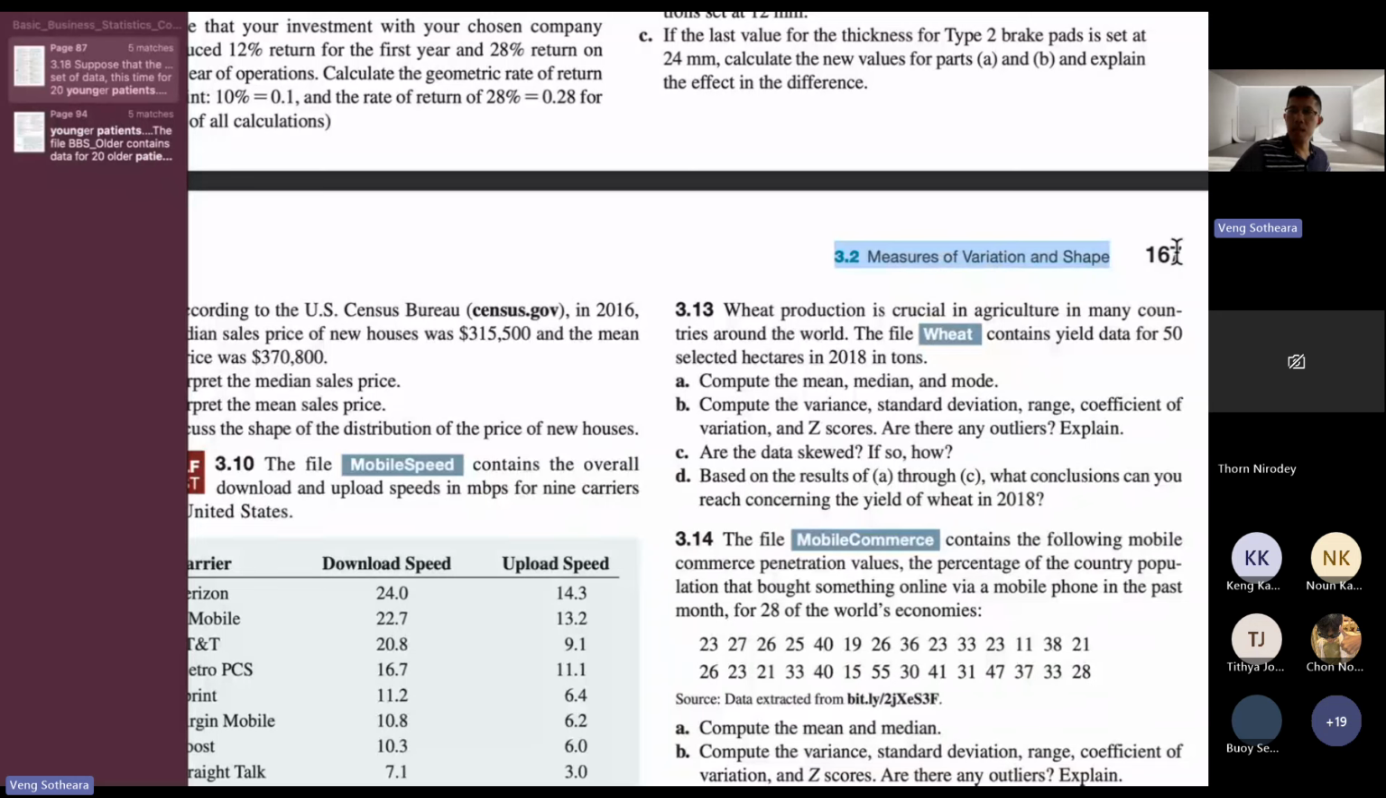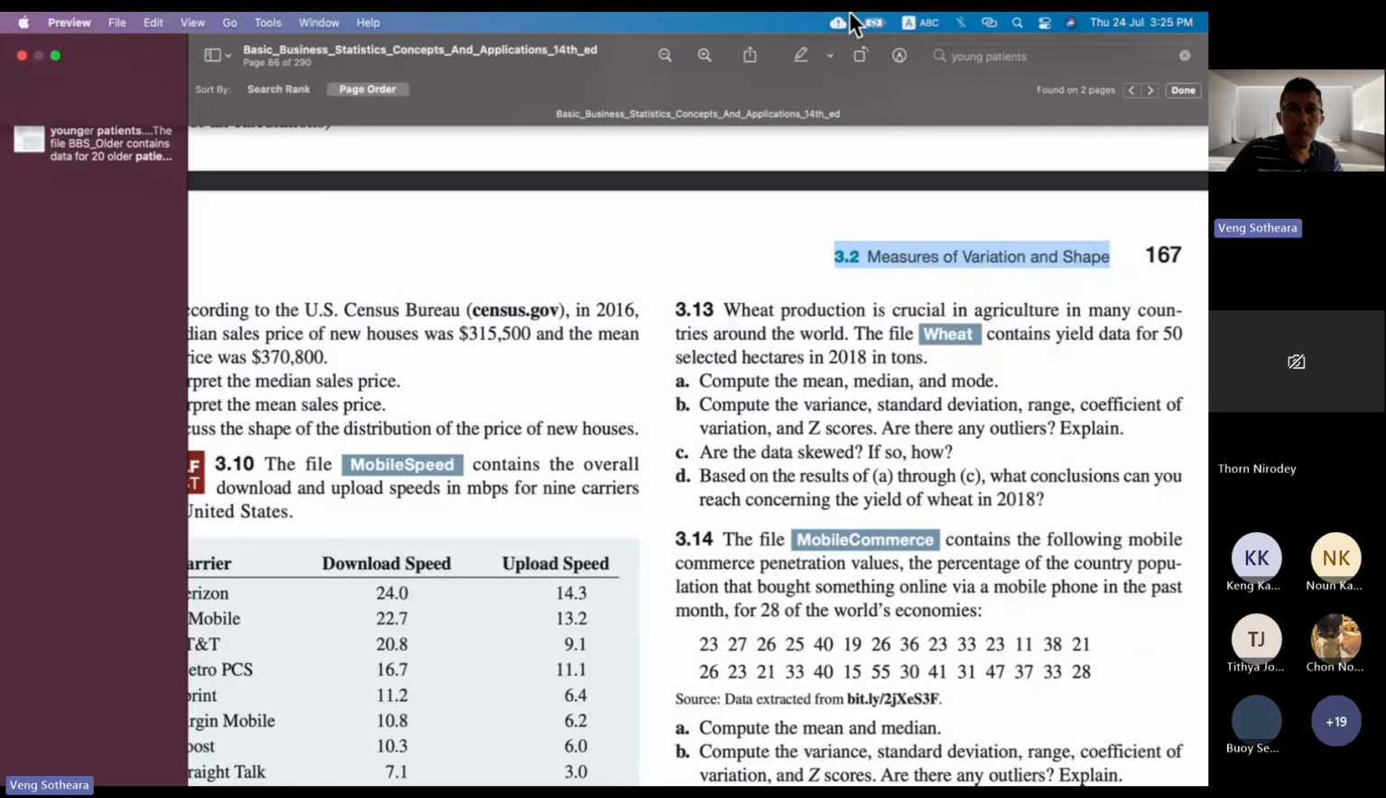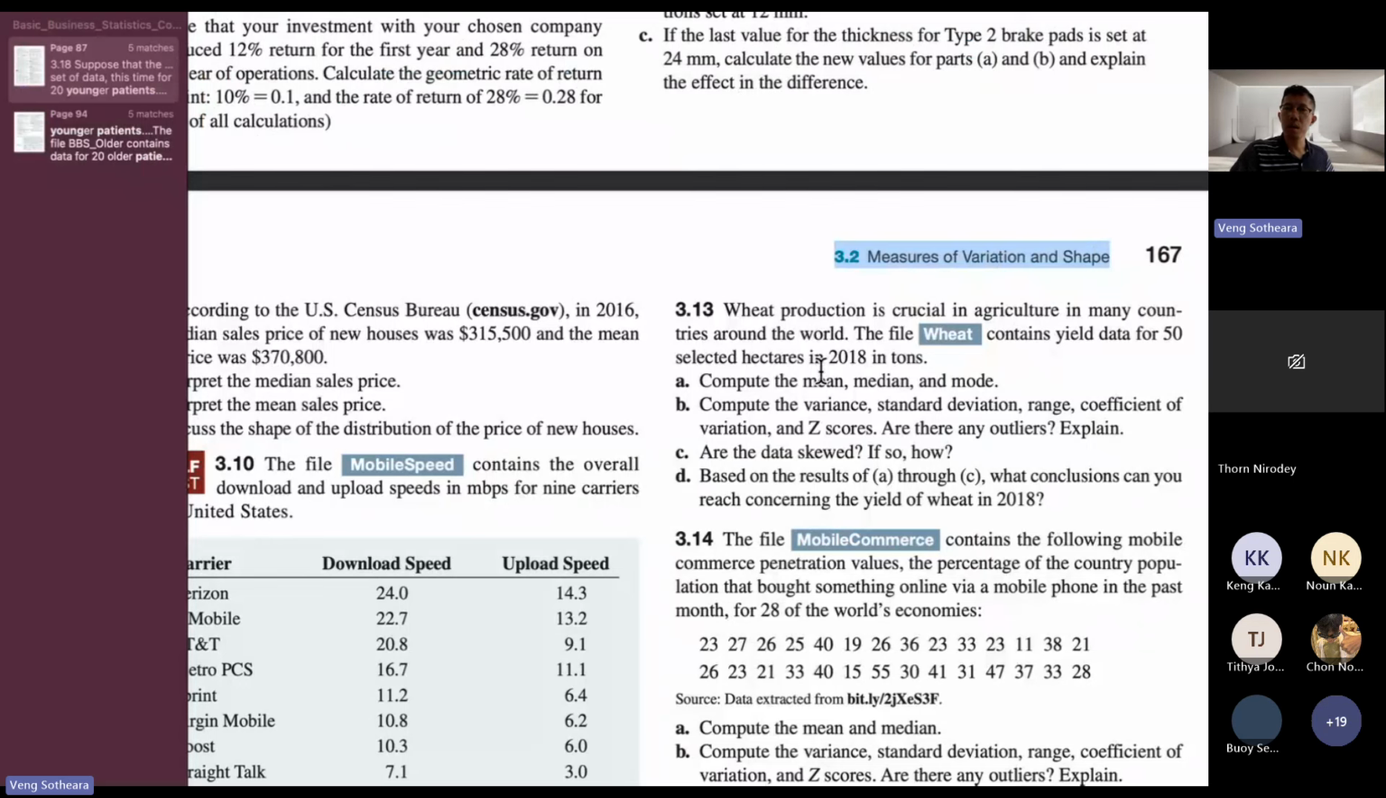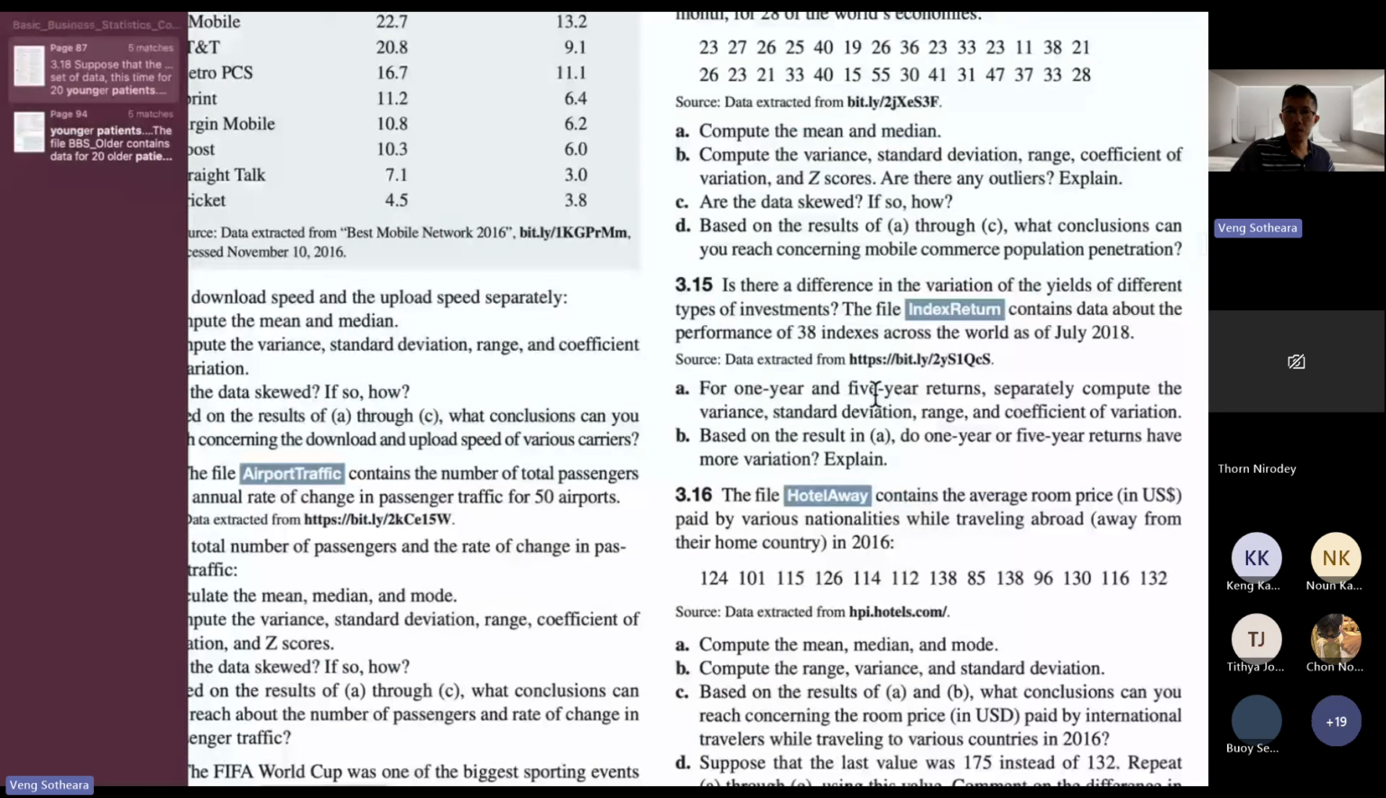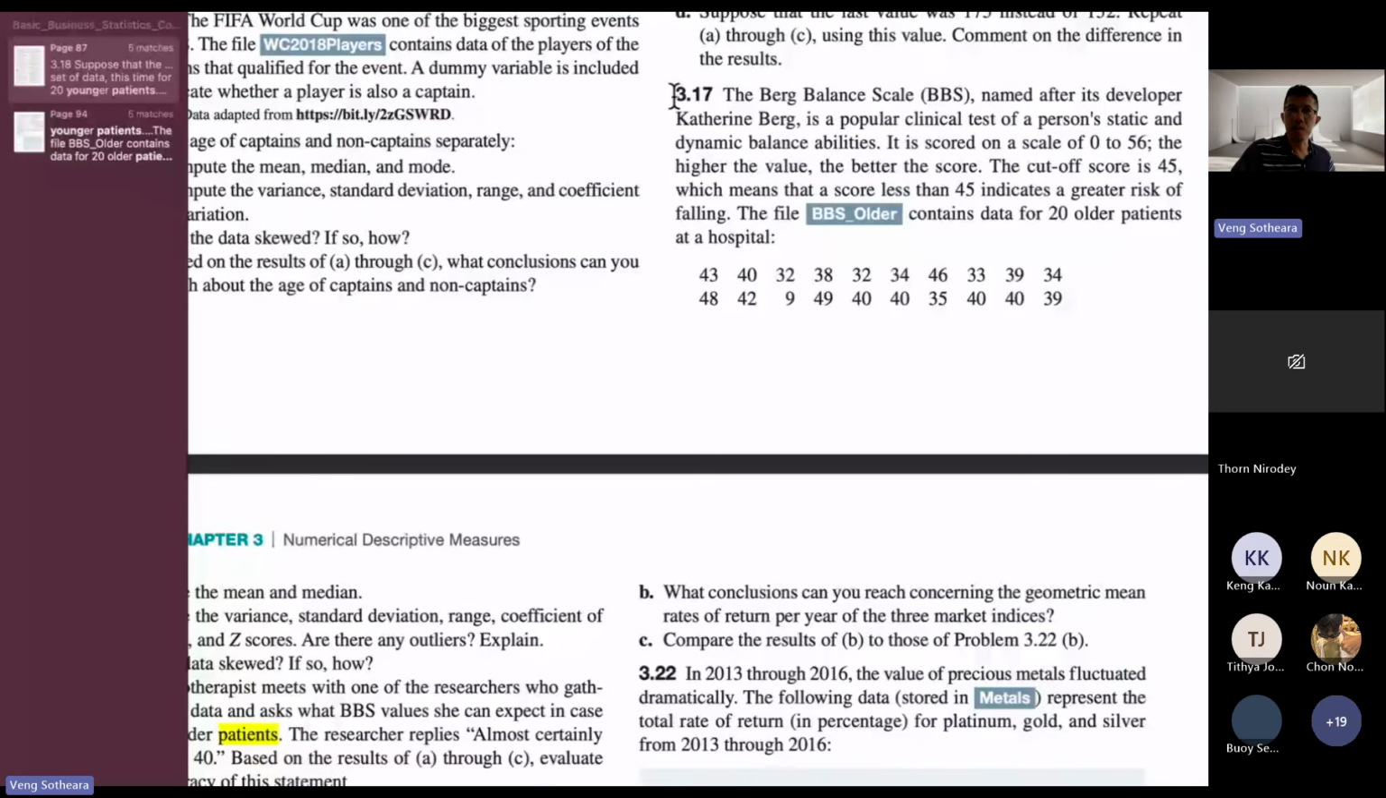Maybe the page is a little bit different from your course reader, because I just use the old version or original textbook. I'm sorry, I should have made it consistent. Sorry. So just trying to check for this instead, rather than look at the page, right? So 3.2, measure of variation in shape. And please go to problem 3.17.